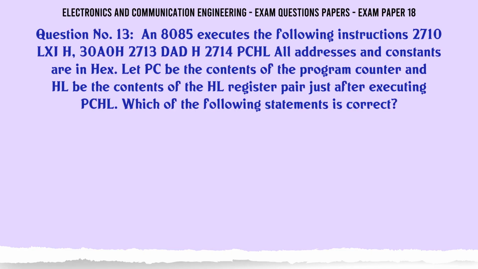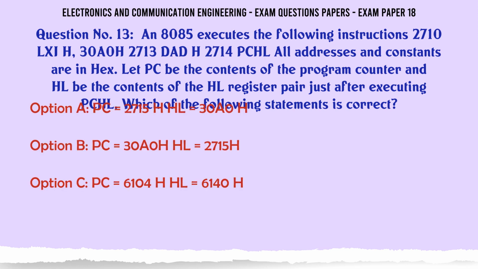An 8085 executes the following instructions: 2710 LXI H, 30A0H; 2713 DAD H; 2714 PCHL. All addresses and constants are in hex. Let PC be the contents of the program counter and HL be the contents of the HL register pair just after executing PCHL. Which of the following statements is correct?